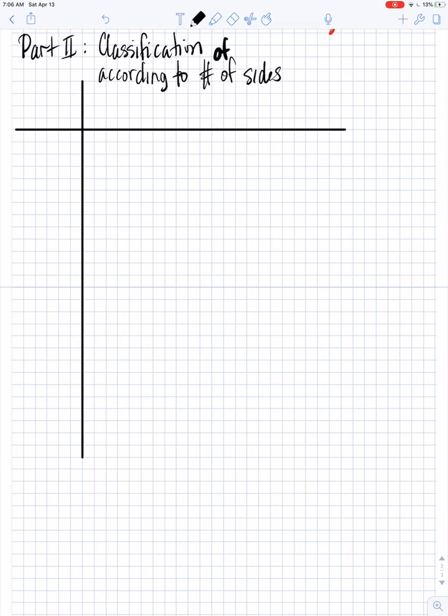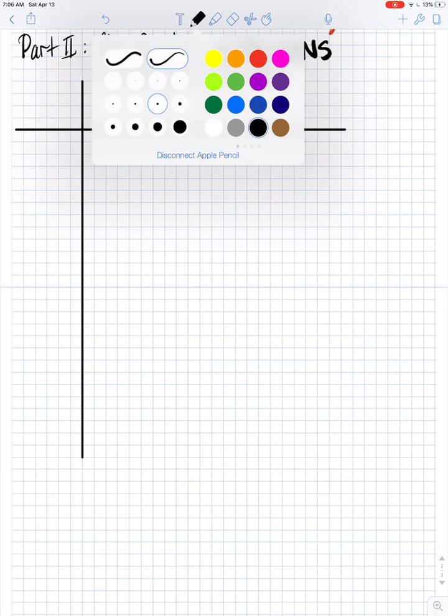So the classification of polygons, whoa, my pen is a little bit thick there. Let me go ahead and fix that afterwards. It's okay for us to leave that as being a little bit thick, but it's kind of weird, isn't it? Okay, that's going to be better.